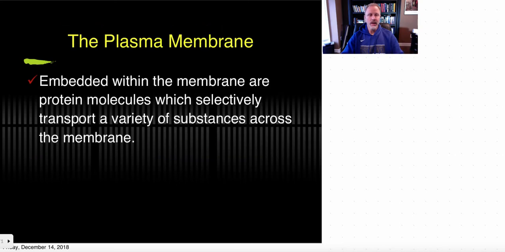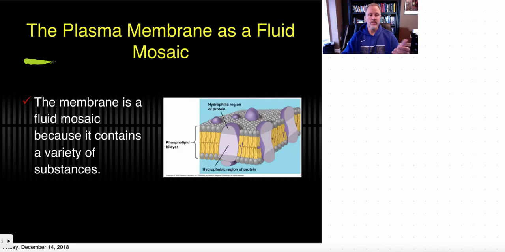So it's just a variation of something that we talked about when we were looking at the triglycerides in chapter 5. Okay, so the plasma membrane itself now, kind of embedded within this, are the protein molecules. And these are things that are involved in selectively transporting certain things back and forth across the membrane.